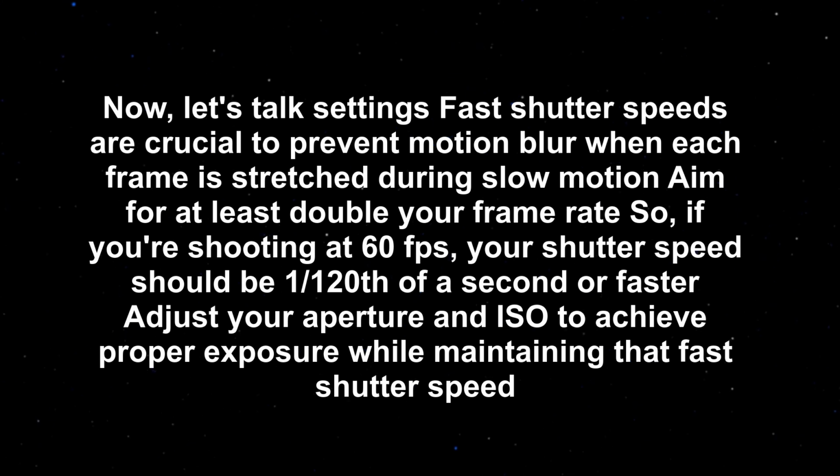Fast shutter speeds are crucial to prevent motion blur when each frame is stretched during slow motion. Aim for at least double your frame rate, so if you're shooting at 60 FPS, your shutter speed should be 1/120th of a second or faster. Adjust your aperture and ISO to achieve proper exposure while maintaining that fast shutter speed.